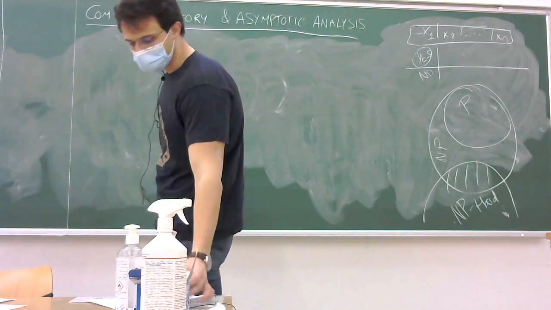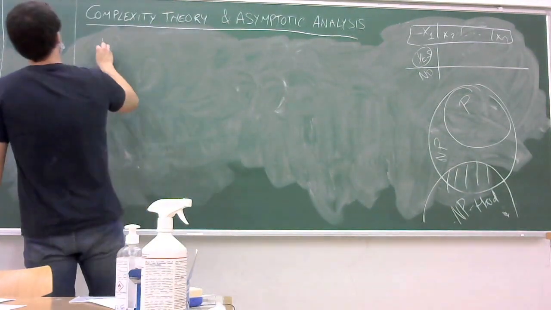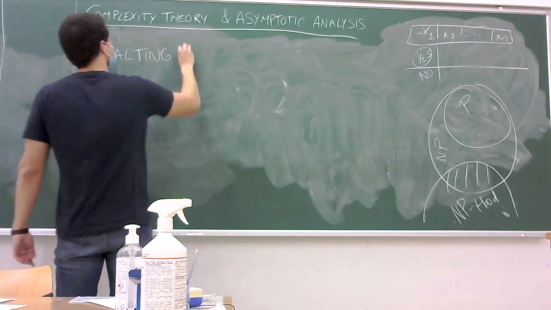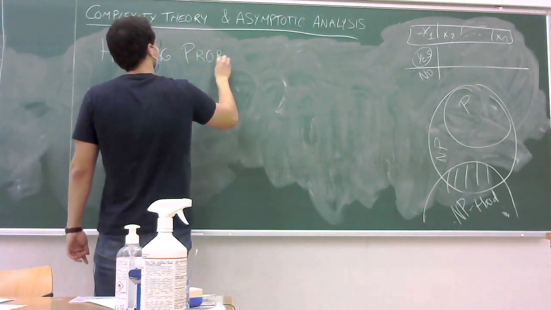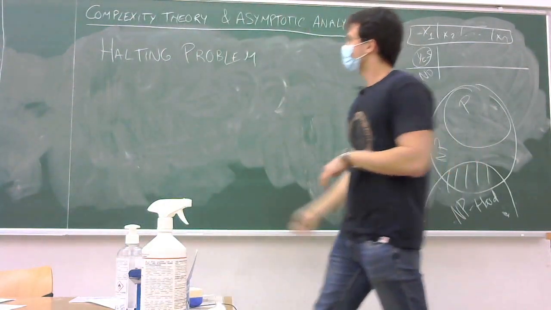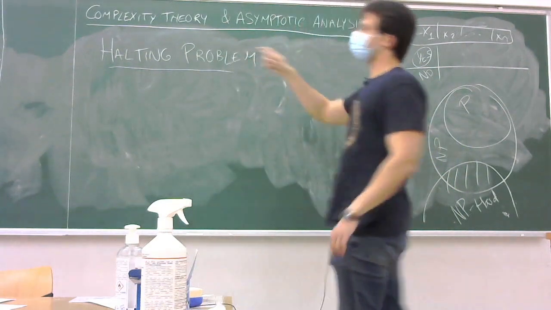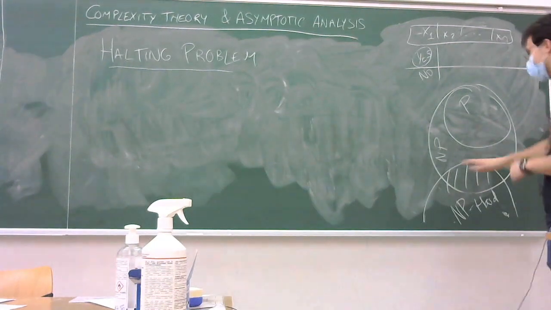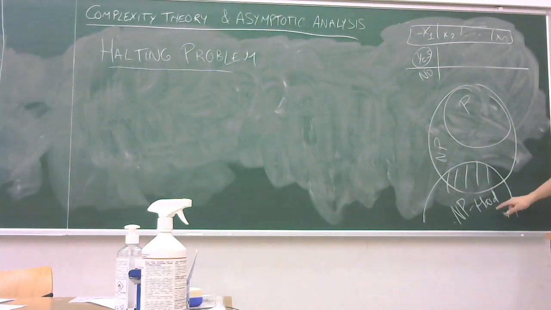So instead of the Berry paradox, we're going to talk about something that is really similar, and it's probably one of the most famous problems in computer science, which is the halting problem. And it's basically the same idea as the Berry paradox, but this is, for example, an NP hard problem, okay? It's not an NP problem, it's an NP hard problem.